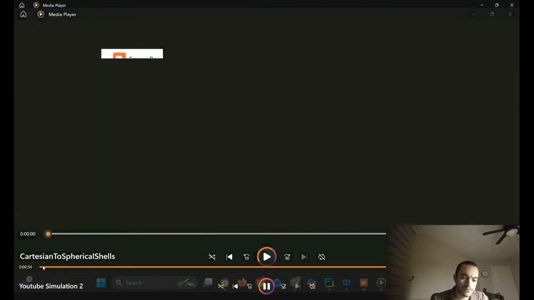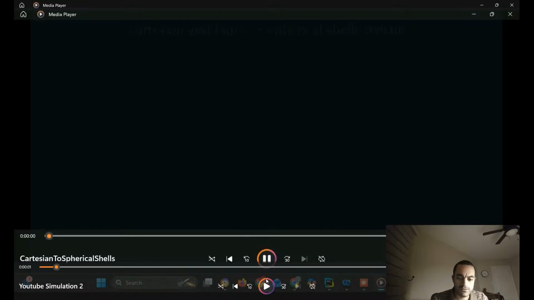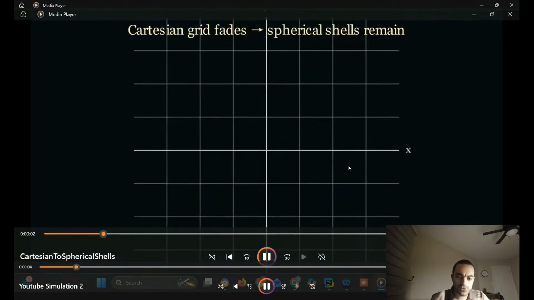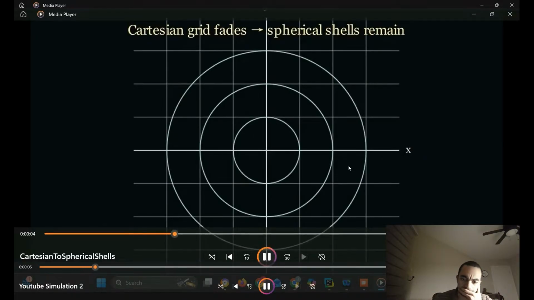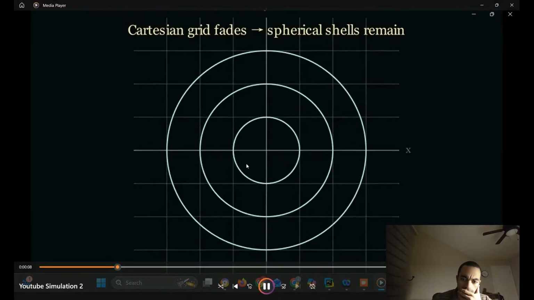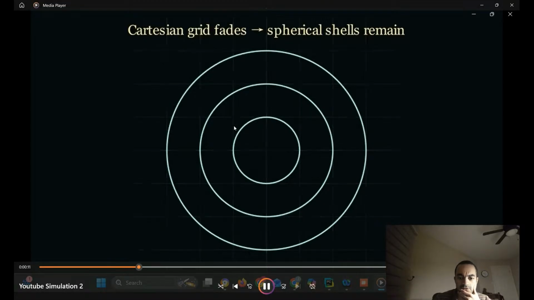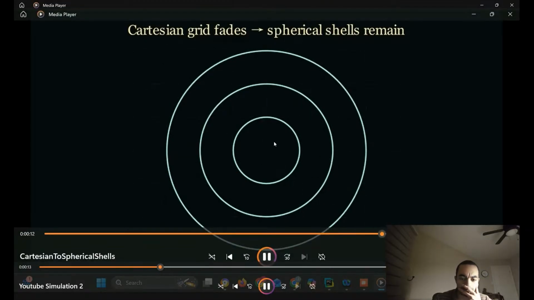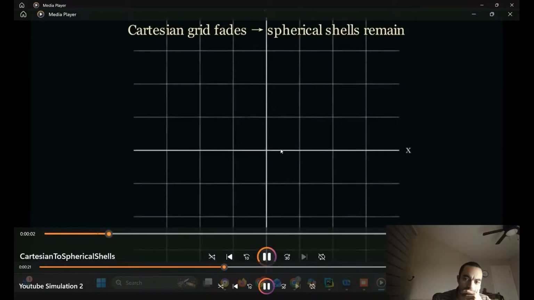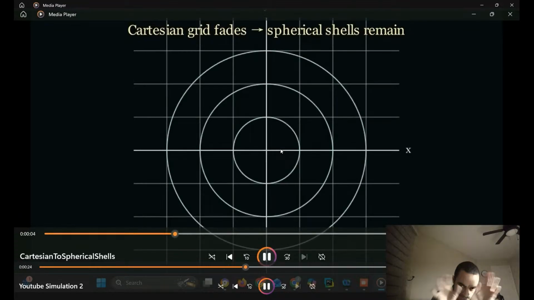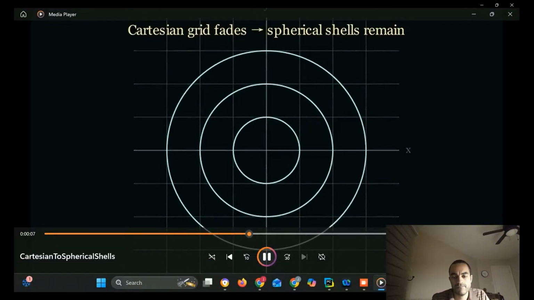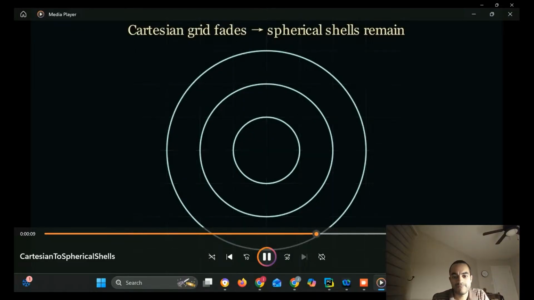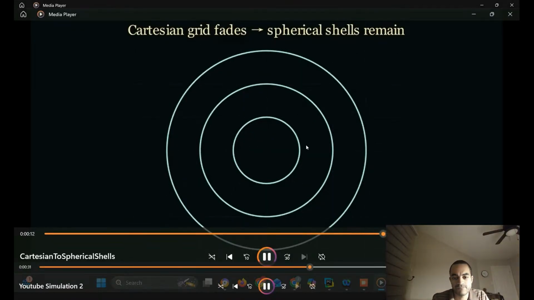Okay, so if you look again here, we have to rewind. That's paused. Let's go. So we have a Cartesian grid. And our level sets or our level curves here, right? They're concentric circles, each with increasing radii from the center of the origin. If you get rid of the grid, we're just left with the spherical shells. So these are actually spherical shells, once we get rid of the grid.